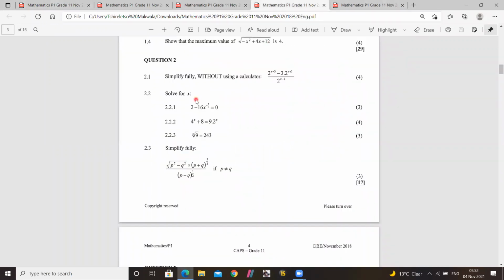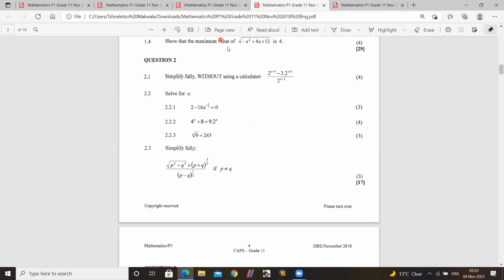Yeah, let's move on. So that's the first type of question. And the second type says solve for x. So here, you're going to solve for x normally. With this one, what you're going to do is take this negative 16 to the other side.